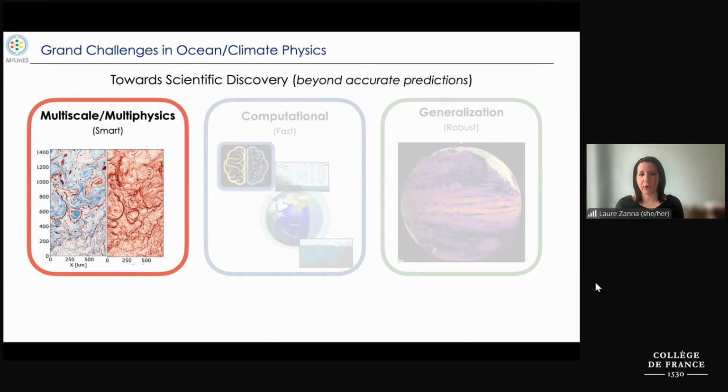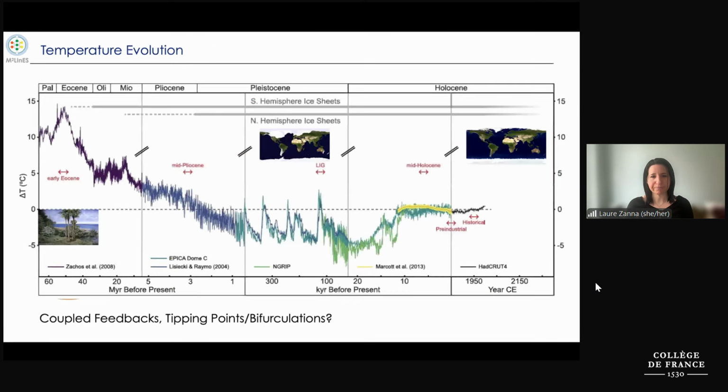Okay, so let's start with grand challenge number one, which is understanding multi-scale, multi-physics interaction. Just to give you a little bit of context, and it's at the end of the day, so I'm going to try to not be too technical and hopefully give you an idea of the type of challenges we're facing. So here is a paleo record that shows changes in temperature as a function of time. Present day is over here, and as we go to the left, we're going backwards in time. We're looking at the paleo evolution over 60 million years before present.